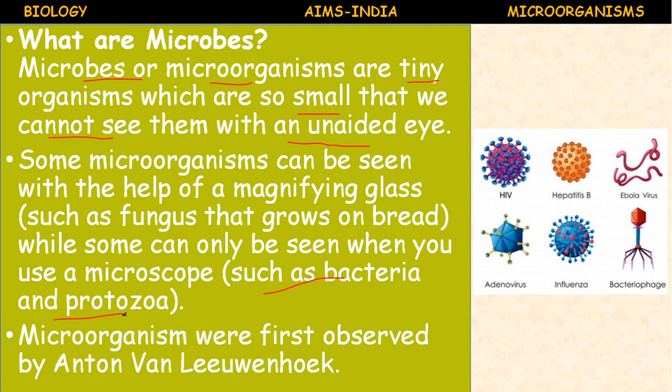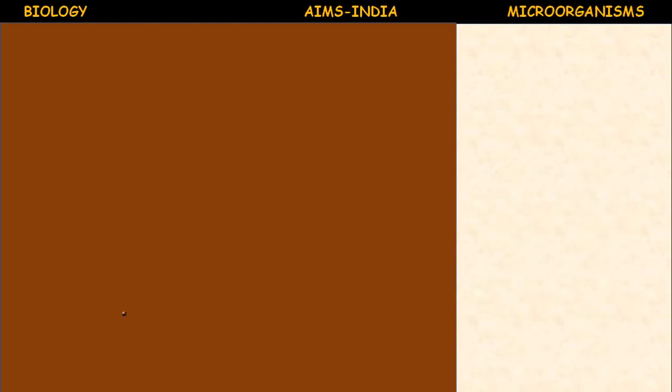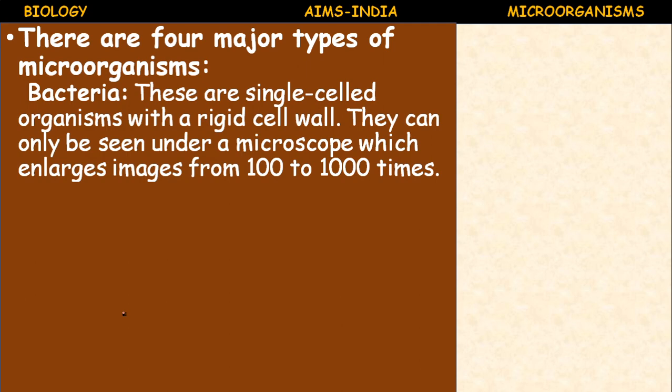So microorganisms can be defined. The name itself is indicating micro, very small, tiny organisms which we cannot see. Those organisms are called microorganisms. There are 4 major types of microorganisms which live along with us on this earth. Number 1, bacteria. These are single celled organisms. Bacteria are single celled organisms with a rigid cell wall.